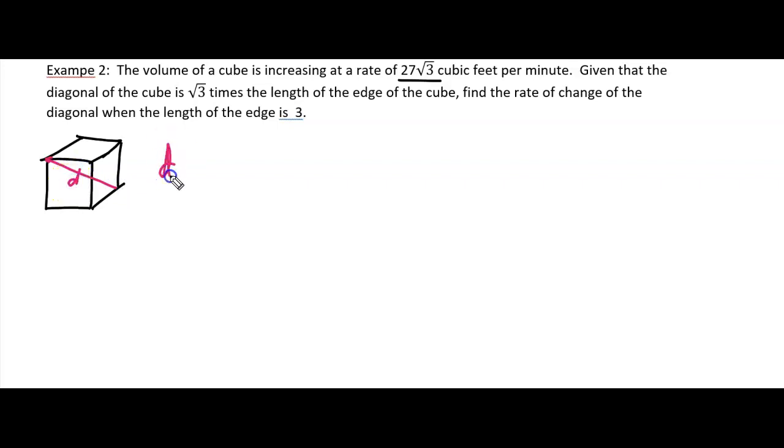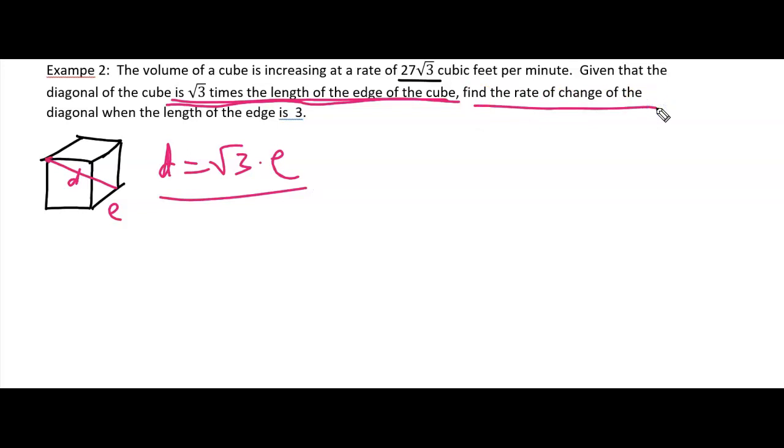Okay. And what they're telling me is that that length, which I'll call D, is radical 3 times the edge of the cube, which we'll call X. I guess we could use E. Why don't we be consistent with letters here? We'll call that E. Radical 3 times E. So the diagonal of the cube is the square root of 3 times the length of the edge. So that's a useful little formula there that might come in handy later.